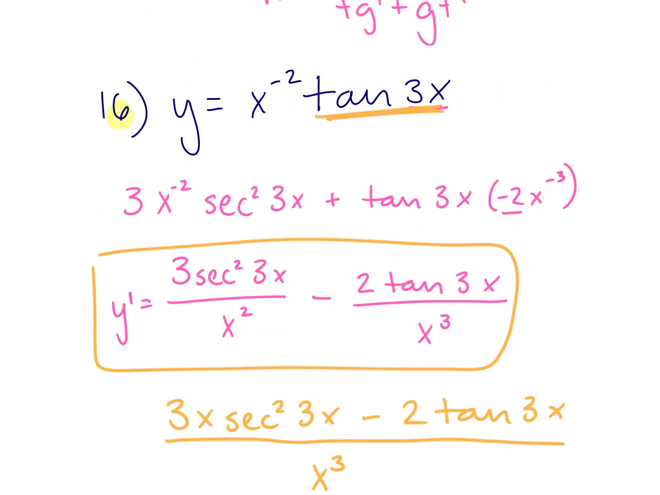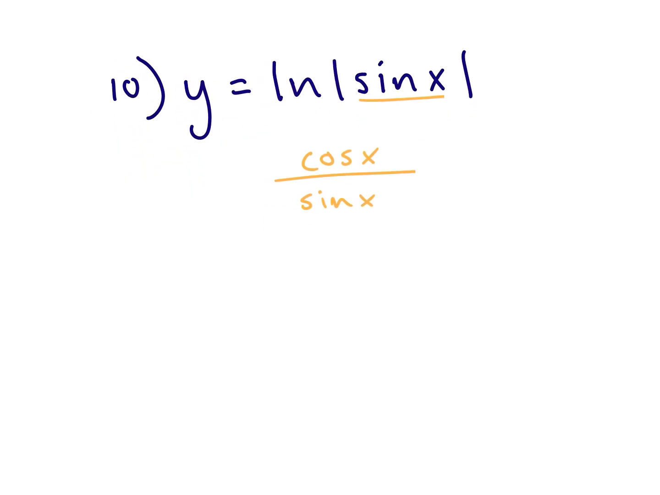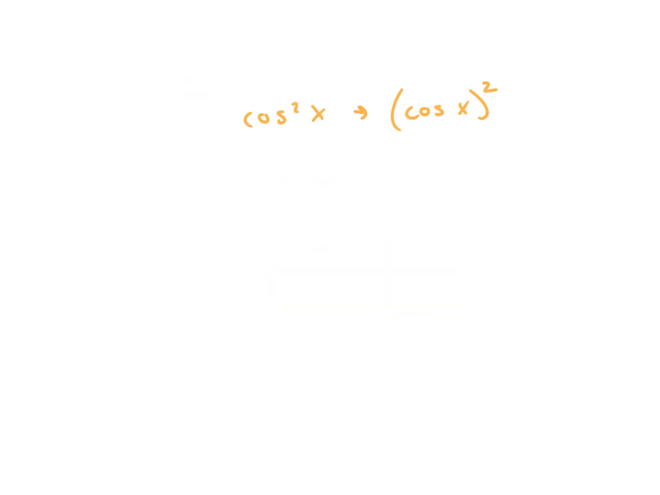So tangent of 3x, it was secant squared of 3x times the derivative of what we're taking the tangent of, which was 3. So our derivative here, the inside goes on the bottom, so sine of x. What's the derivative of sine of x? It would just be cosine of x. So this would be cotangent of x, just to simplify.